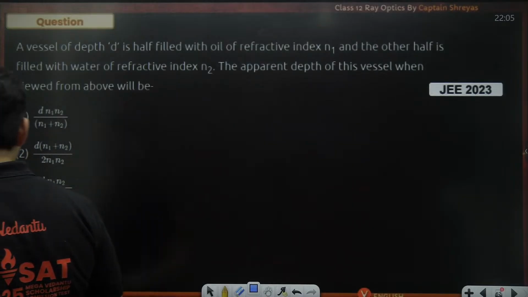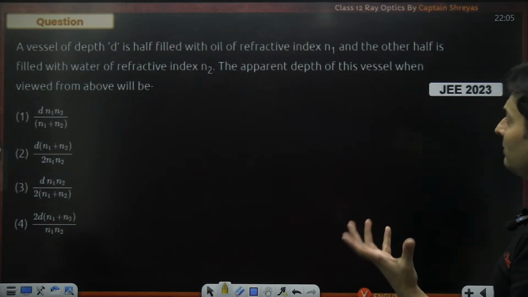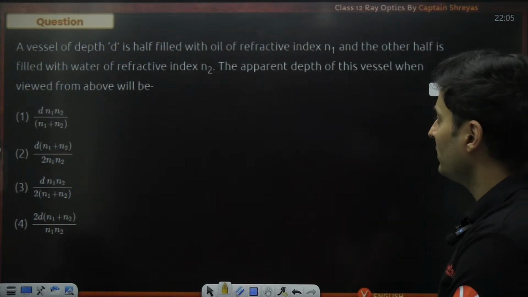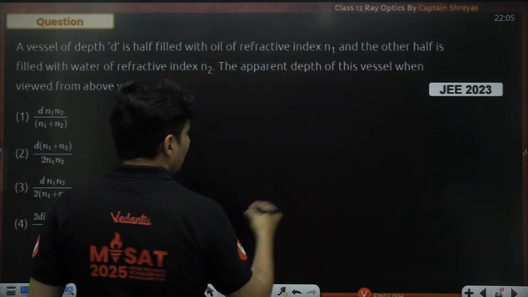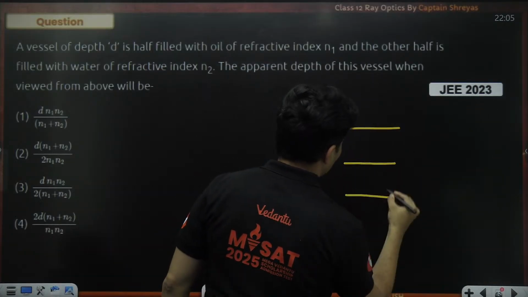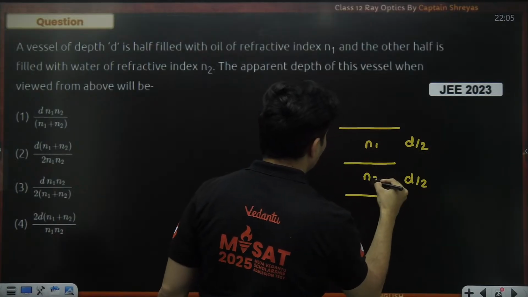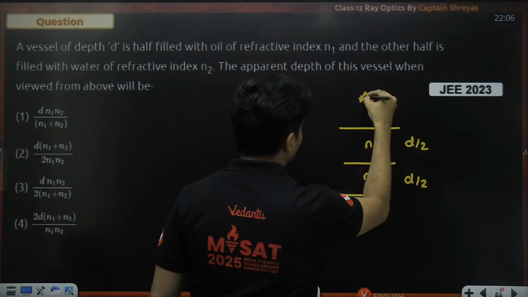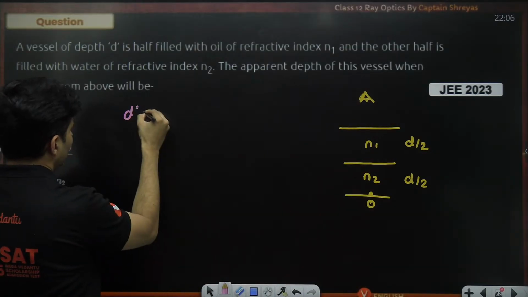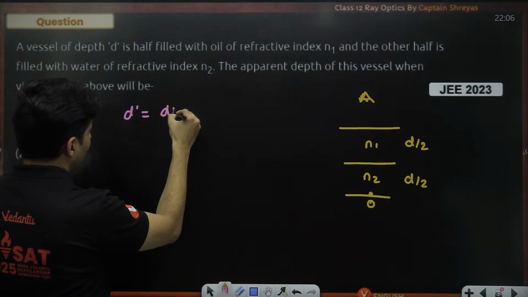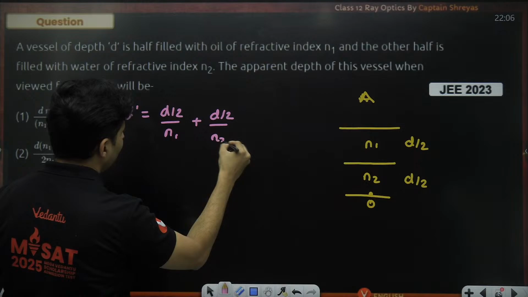Okay, so how do we do this question? A vessel of depth D is filled with some oil and the other half is filled with some other liquid. Find the apparent depth when seen from the top. Basically, you have 2 layers, each one of them is d by 2, d by 2. This is n1, this is n2. You are seeing this particular object from the top. So apparent depth will be first depth by refractive index plus second depth by refractive index.